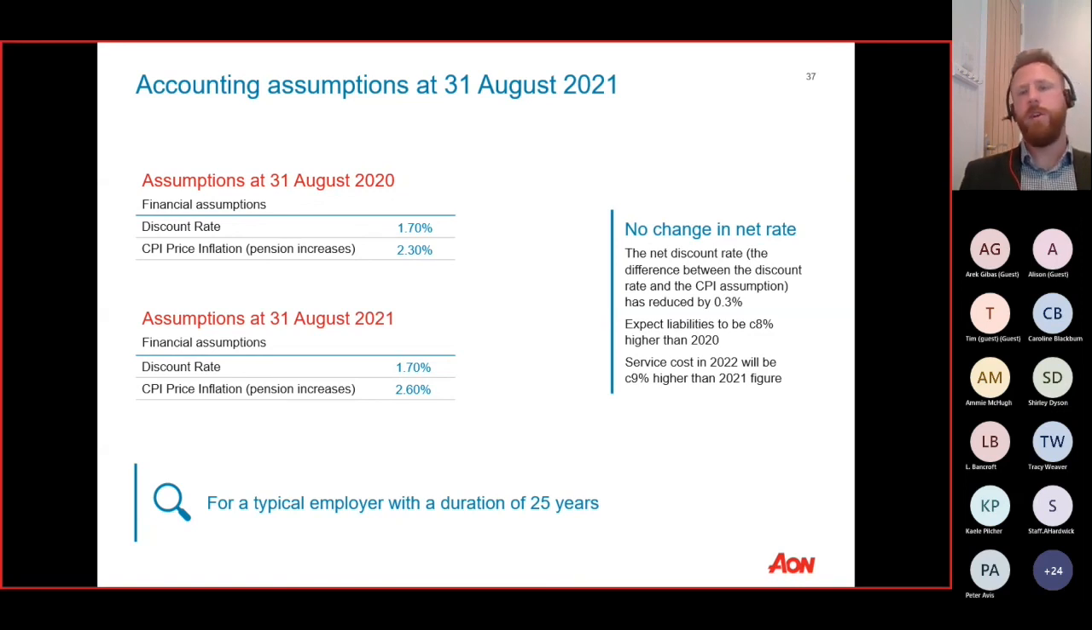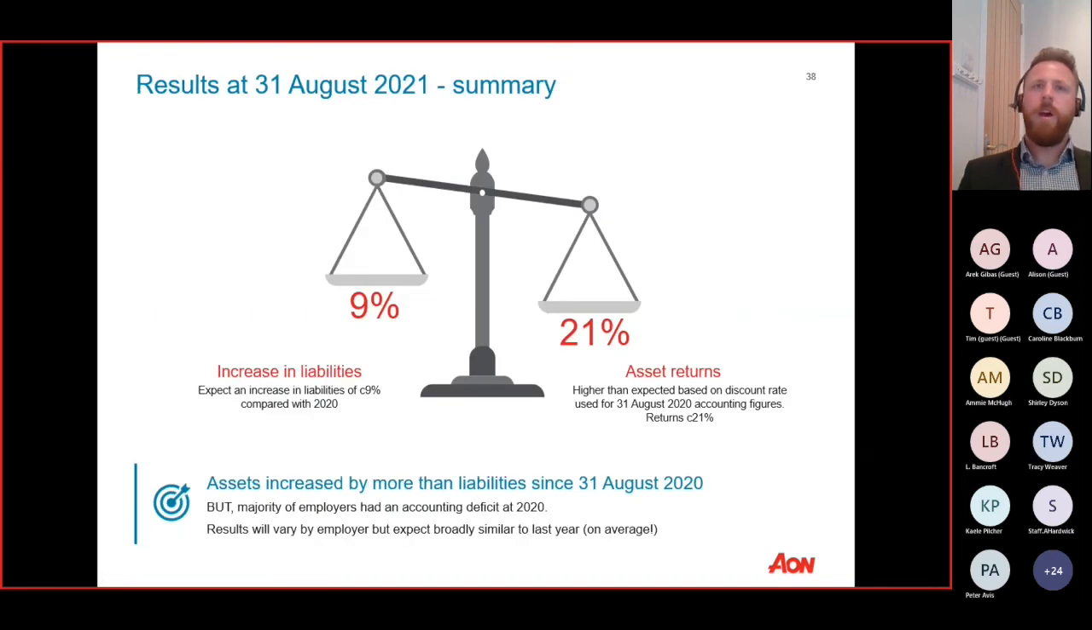Next year's current service cost will also increase, possibly by slightly more, just because of the profile of active members versus the whole of the employer. So we've estimated that to be about 9% compared to the figure being reported this year. So adding up all the movements on the liability side due to changes in assumptions, experience, allowing for interest on the liabilities, we've calculated for an average employer, the liabilities have increased compared with 31st of August 2020 by around 9%. On the asset side, I noted earlier on that asset returns have been around 21%.